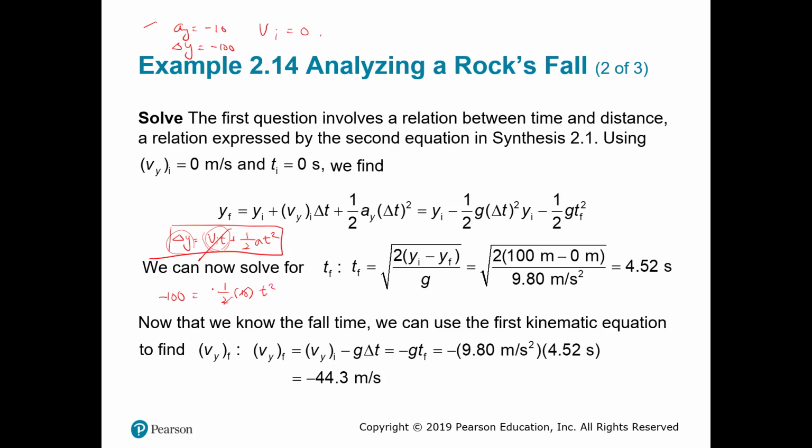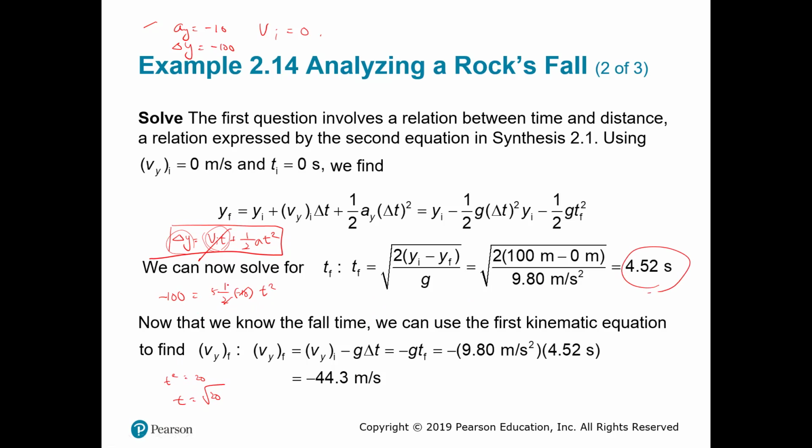So this is a 5. So if you divide by, no, this is minus 10. So you have minus 5. So then t squared is 20. So your t is root 20. So you have 4.5 seconds.